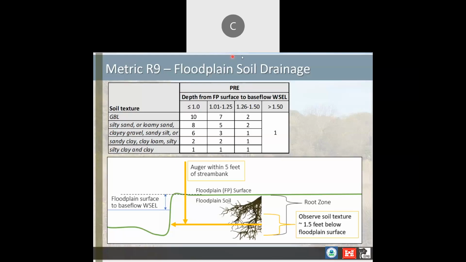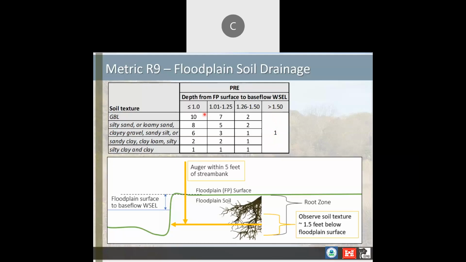You cannot go out right after a rain event. You do have to wait a couple days so that you are assessing base flow conditions. So that is one seasonality requirement or trip planning requirement. If it has rained, you do need to wait a couple days before you go out and do this assessment. Okay, so the first measurement you're going to take is from your floodplain surface to your base flow water surface elevation. If that elevation is greater than 1.5 feet, you don't need to do anything else to score this metric's existing condition. You just mark a 1, which is the minimum score that this can get, and you can go on with your other assessments.